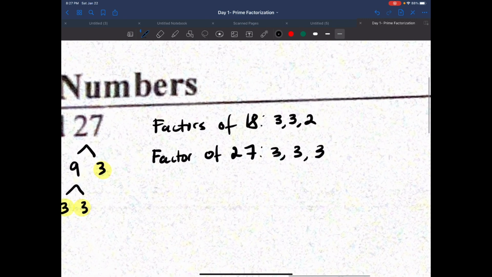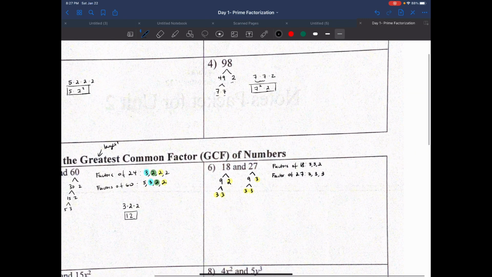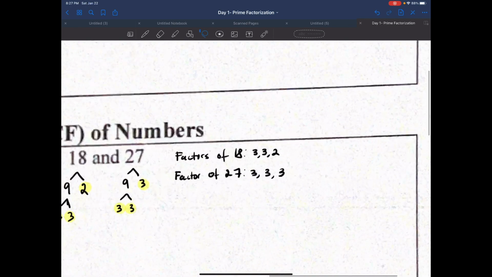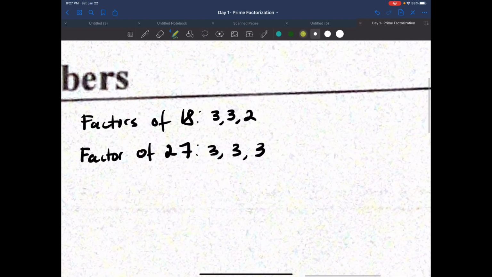All right, now I'm going to look at what's common, right? So I got my factors. Now I need to figure out what they have in common. What do 18 and 27 have in common? So using my highlighter, well, I see there's a 3 here and a 3 here. And then I see a 3 here and a 3 here. And then I see that there is a 2 and a 3 here. So that means that there's a 3 here, but there's not another 3 here. And then there's a 2 here, but there's not another 2 here. So I'm going to go ahead and exclude that.